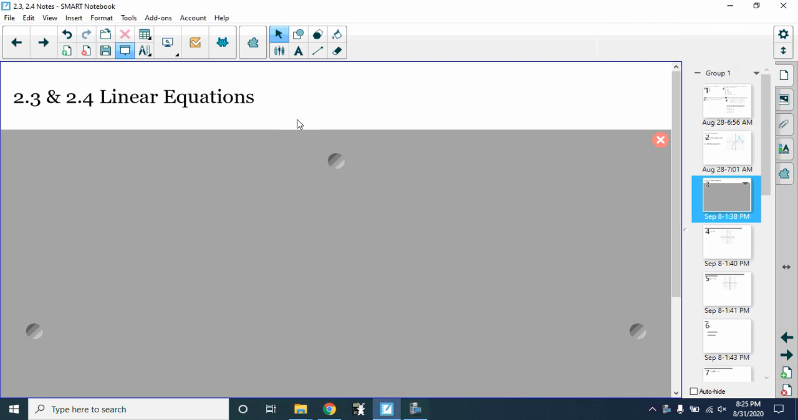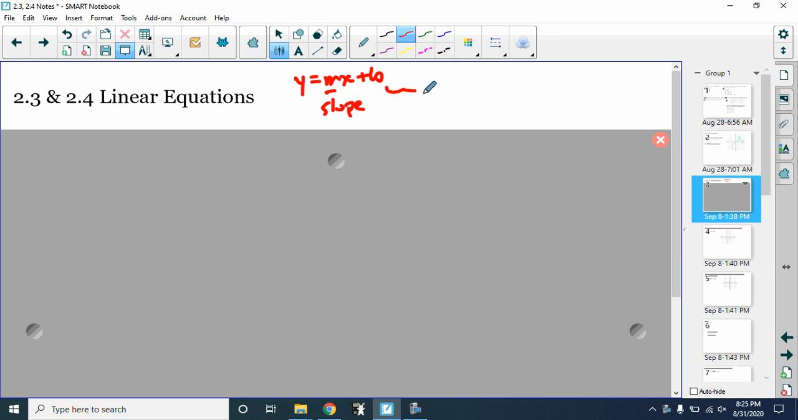This is a short version of the notes from today's lesson in sections 2.3 and 2.4. We're talking about linear equations. All of this should be Algebra 1 review. So we've got slope-intercept form, y equals mx plus b. I'm going to go through this kind of quick. If I'm moving too fast, by all means, pause the video and get yourself caught up. So y equals mx plus b, we know m's the slope, and b is our y-intercept.